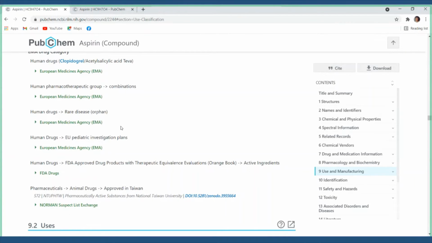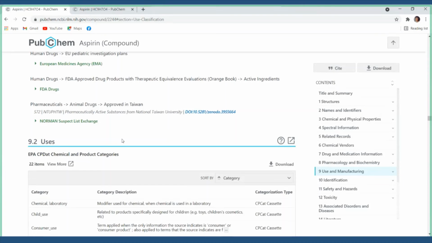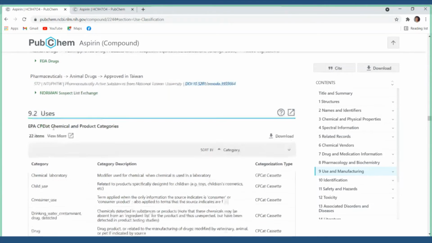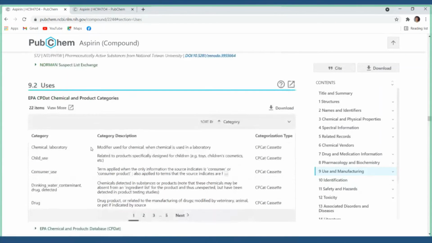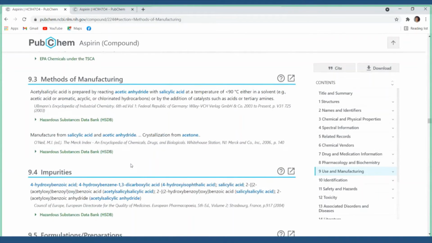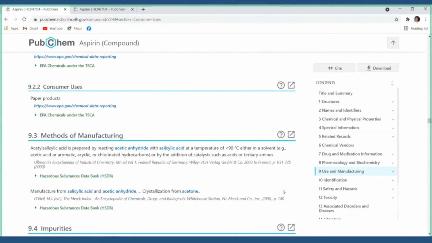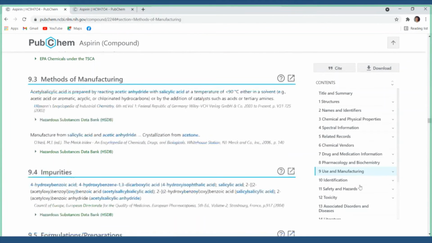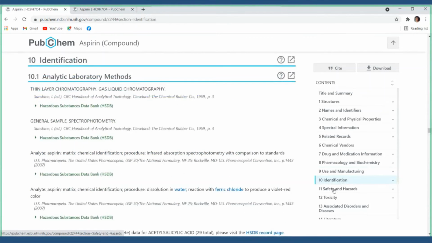So you can read information about any drugs prescribed to you in the hospitals, in the clinics, or by anyone. You can read so that you get yourself familiarized. So there are countless numbers of information you can get here. Can you see? It's talking about the uses. It will tell you, can it be used by children? Can it be used by adults? All the information will be there for you to access. Do you get my point? It talks about consumer use, method of manufacturing, all those things. We don't need that.